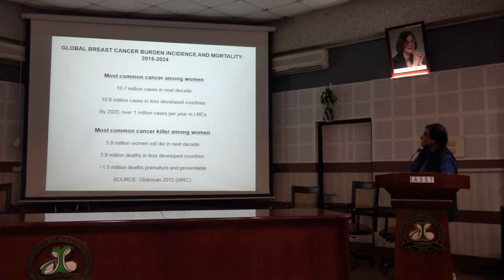From 2015 to 2024, 19.7 million cases, and in the next decade 10.6 million cases in less developed countries like India. Then by 2020, over 1 million cases per year in low and middle income countries. Breast cancer is the most common cancer killer among women. 5.8 million women will die in the next decade, 3.9 million deaths in less developed countries, and more than 1.5 million deaths are premature and preventable. This is the report that came from Globocan 2012 IARC.